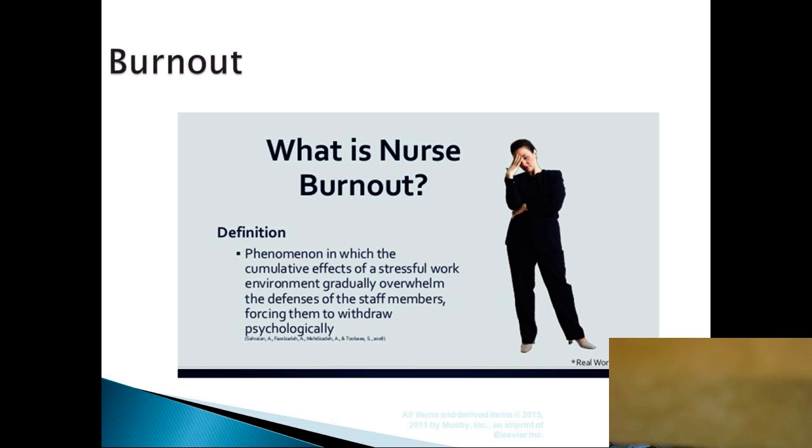So what are characteristics of burnout? It's physical and mental exhaustion, emotional exhaustion. You become cynical, you depersonalize, you start having physical complaints. Prevention is the key, and it starts with choosing the right workplace.